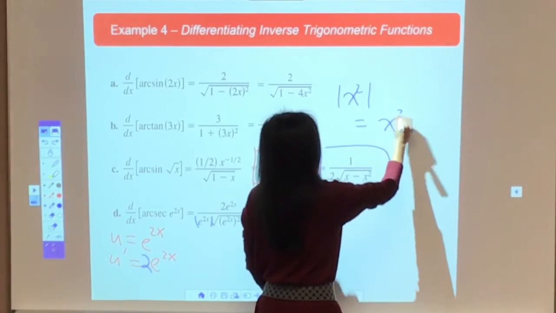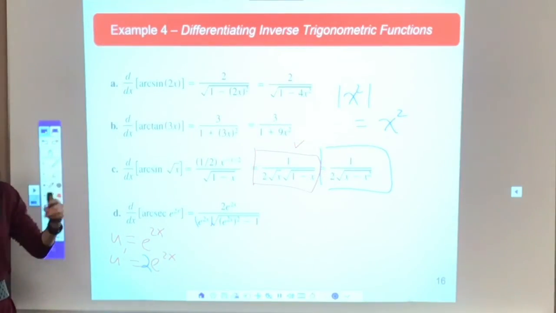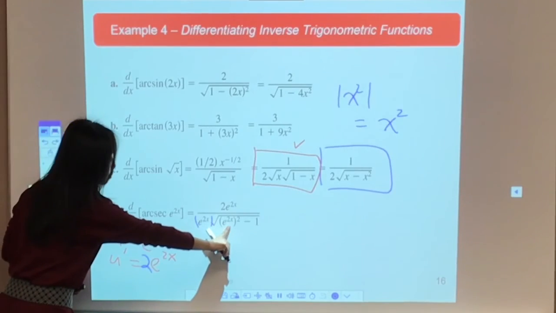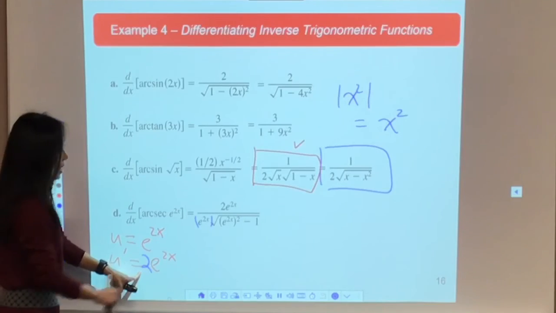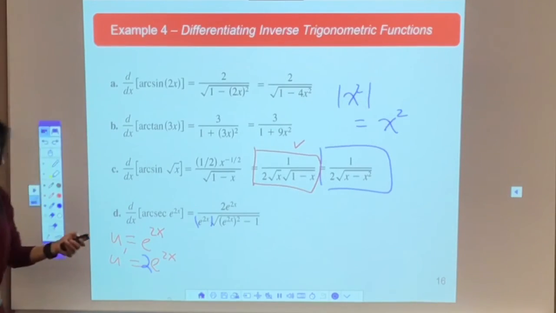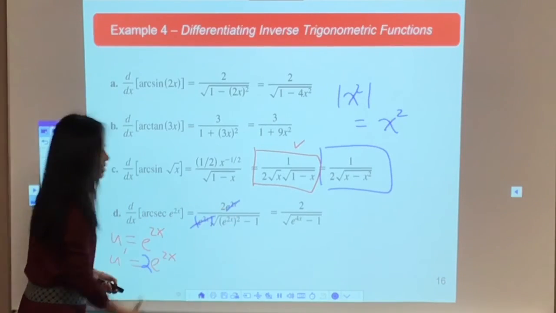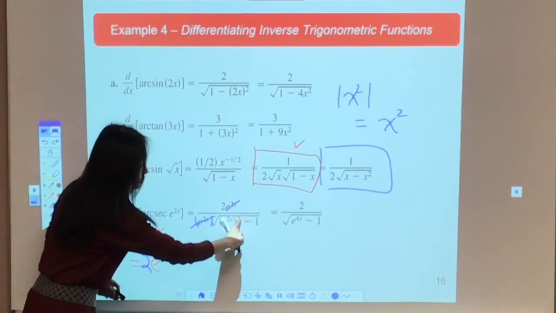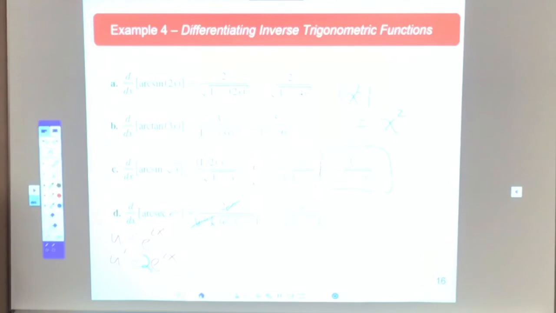I can just simply put what? x squared. Same thing. e to the 2x is always positive, so I don't have to put absolute value. But the formula says absolute value, and then what? u squared, which is e to the 2x squared, minus 1, and u prime, which is that. Then everybody see this and that cancel out. That gives you what? e to the what? 2 times 2, 4x minus 1. Is everybody following me? So far, so good?